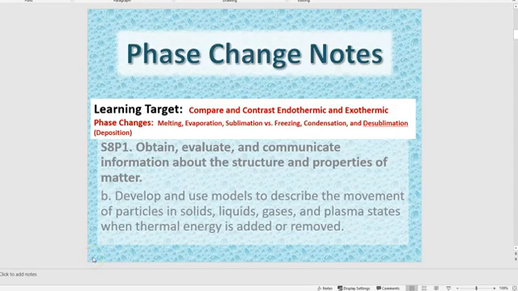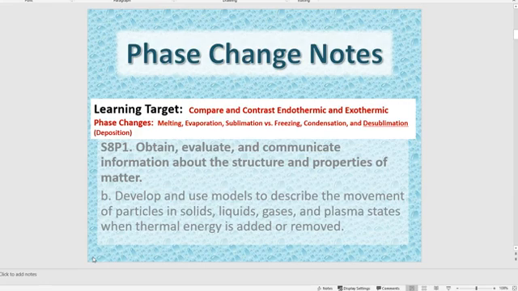Alright class, yesterday you should have mastered or have a good grasp on the four states of matter. That was solids, liquids, gas, and plasma. Plasma was the newest state of matter that we threw in 8th grade. However, those states of matter can undergo phase changes.